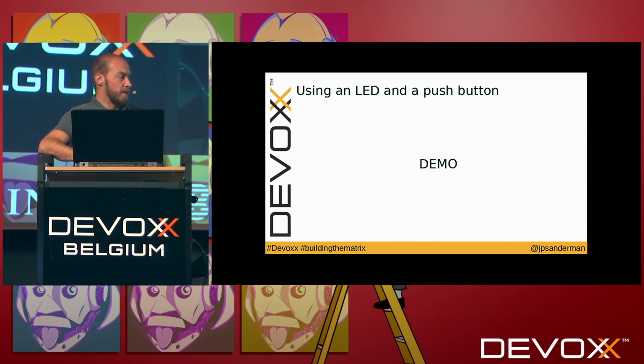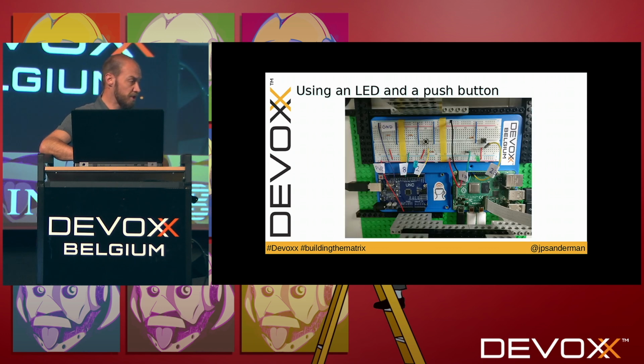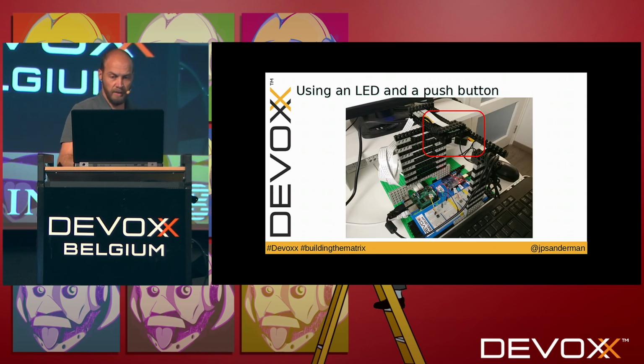Now, let me give you a demo of an LED and a push button and how to make it blink. Before I do that, let me show you the setup I have here. I've got an original Arduino Uno, a Raspberry Pi 4B that's also running this presentation, and a breadboard on which I already connected some LEDs, resistors, push buttons and some wires. On top of that, I've placed a Raspberry Pi camera module so that you can see what I'm actually doing here.